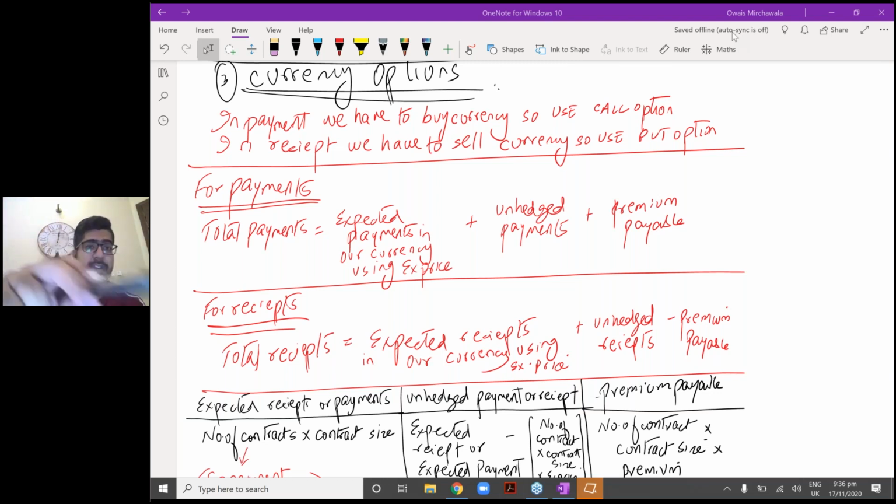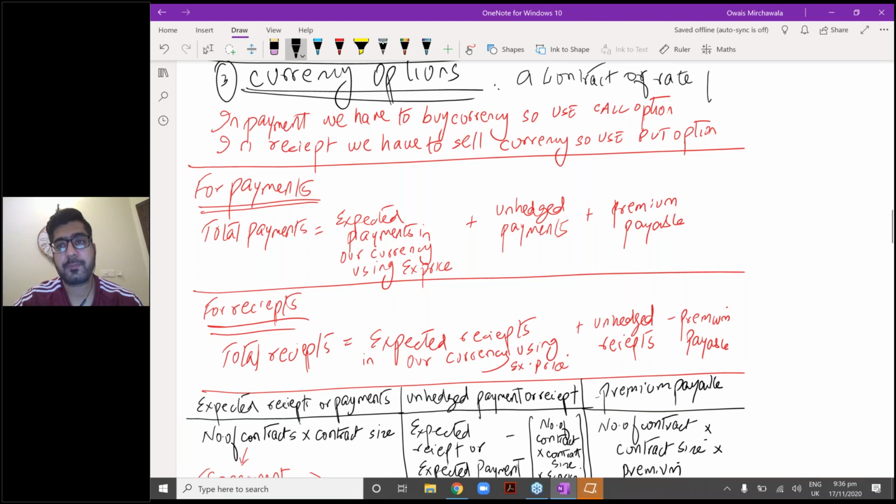Now, currency options is basically also a contract of rate fixation, but it's not a legal obligation like a forward exchange contract. Forward exchange contract was also a contract of rate fixation. This is also a contract of rate fixation. In this also we fix a rate, but this is not a legal obligation like a forward exchange contract.